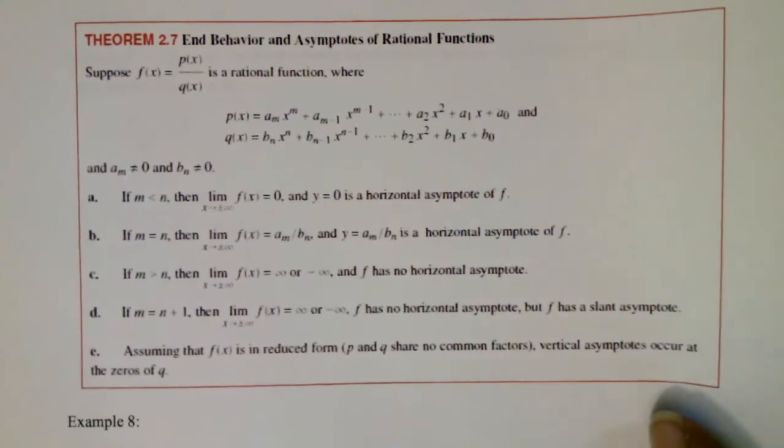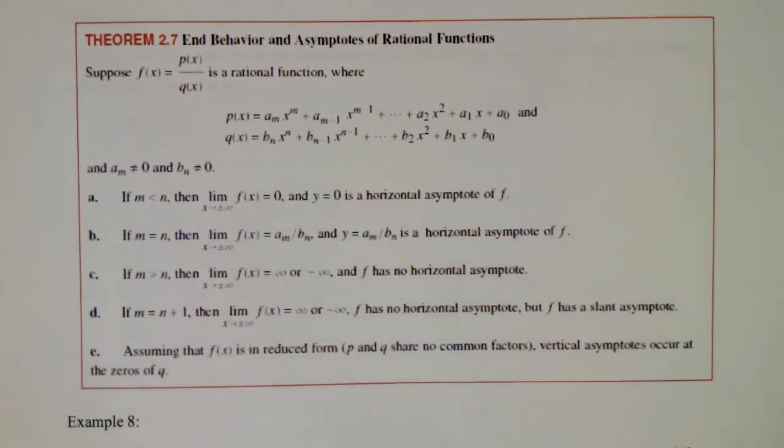So here's theorem 2.7, dealing with end behavior and asymptotes of rational functions. Mainly, we're looking at horizontal asymptotes. If you've had college algebra before, you should be familiar with the term horizontal asymptote and what it looks like. If you were to graph it, it's the horizontal line that crosses the y-axis.